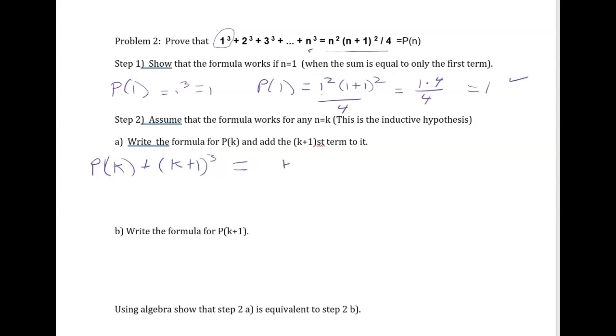So I have K squared, I have K plus 1 squared, and divided by 4. And I'm going to add K plus 1 cubed.